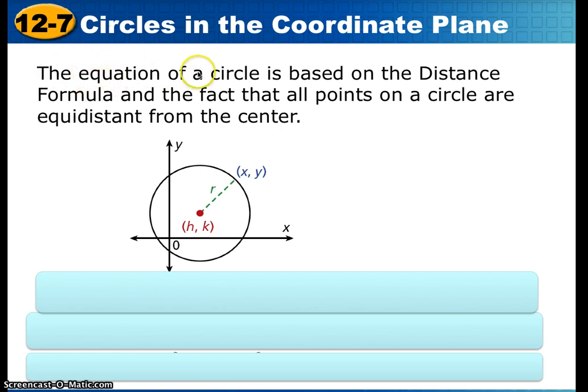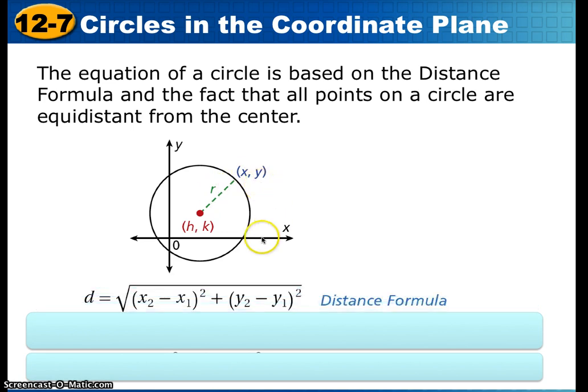Now, the equation for a circle is based on the distance formula. And it's based on the fact that all the points on a circle are an equal distance from the center. So here's a circle. All the points around the outside here are an equal distance from the center, H, K. We can use our distance formula to find the length of the radius, the distance from the center, H, K, to any point on the circle, X, Y.